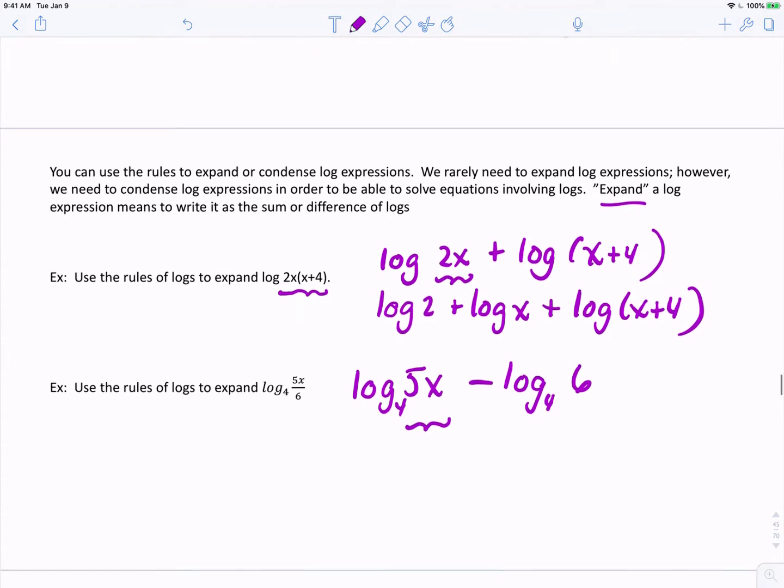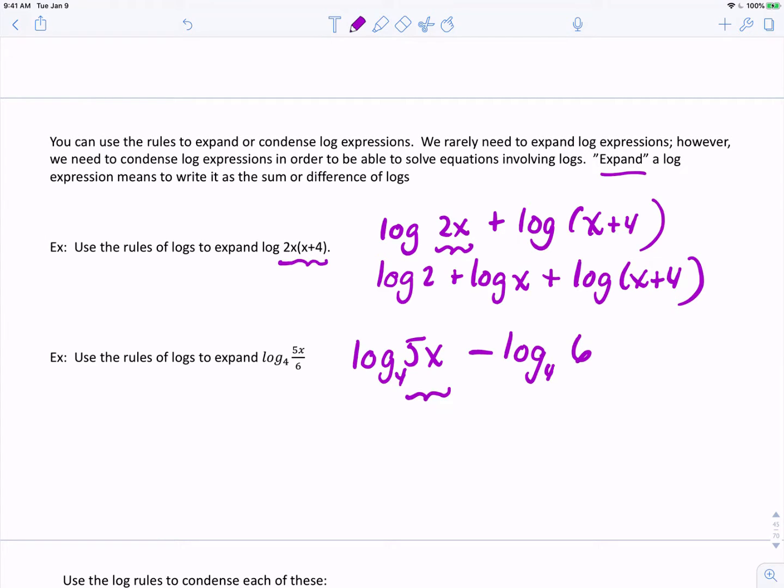5x is a product, so that would be the same as a sum of logs. So that would be log to the base 4 of 5 plus log to the base 4 of x minus log to the base 4 of 6. And now, none of these can be simplified any farther.